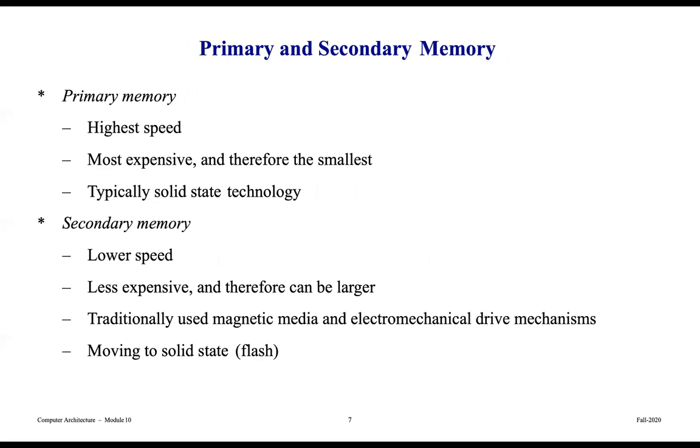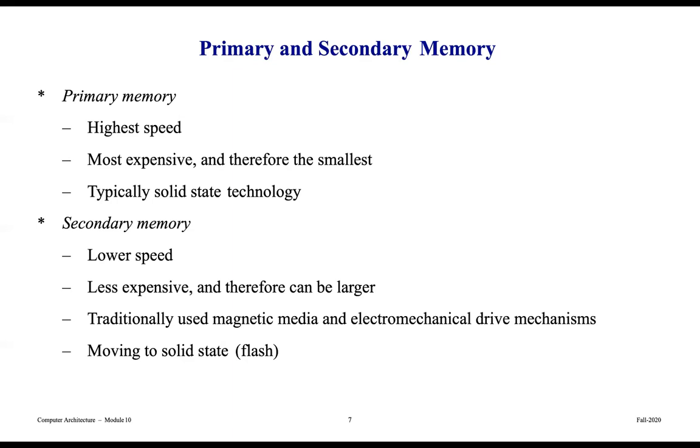Well, what about this classification between primary and secondary memory? Primary memory has the highest speed. It takes a lot of power to get that speed. It's the most expensive and therefore tends to be the smallest. Typically, it's a solid state technology.